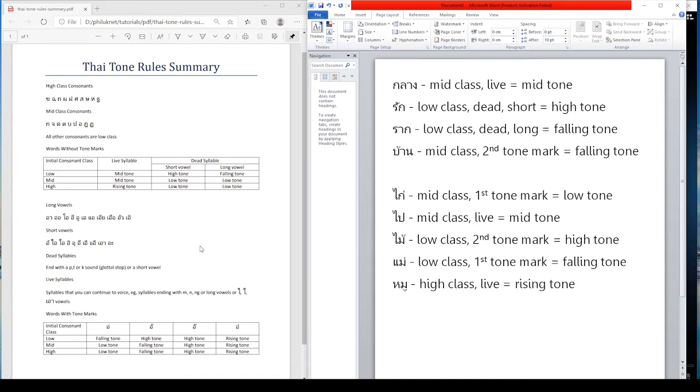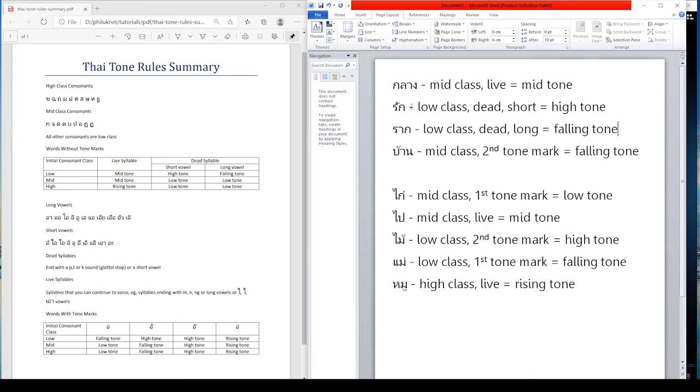And probably the best way to understand it is to do some examples. So I've got some examples over here. And the first word is glang. It just means middle or central. And the initial consonant is the gorgai. And we can see over here that it's a mid-class consonant. And it ends with the ngongu, the ng sound. And we can continue voicing that word, glang. So that tells us it's a live syllable. So we have a mid-class initial consonant and a live syllable. It just gives us a mid-tone.